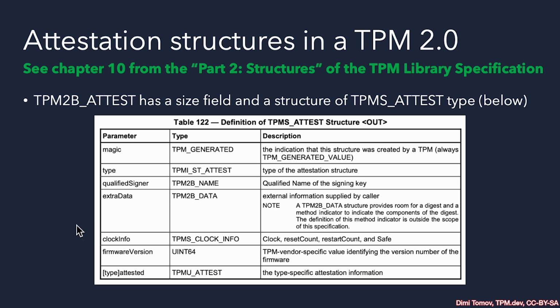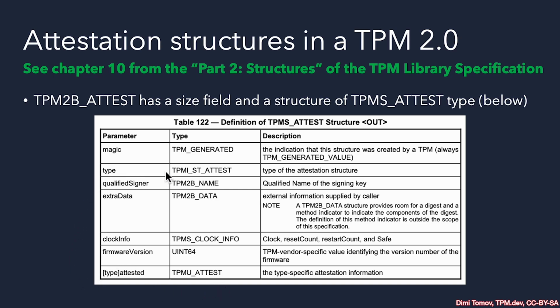I'll talk about that a bit later. And firmware version is the TPM version of its firmware, useful for some checks depending on the use case. But let's focus on this TPMU_ATTEST field because this is where the PCR digest will be, and this is what we need to look closer at.